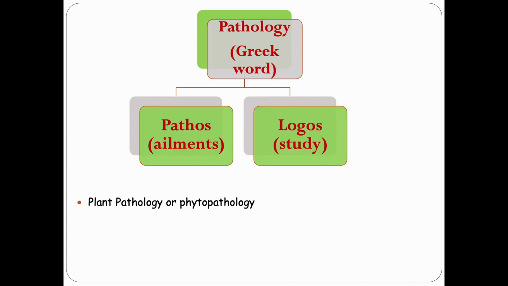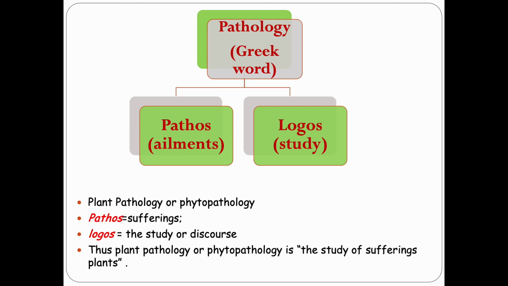The word pathology came from two Greek words. One is pathos, meaning ailments or sufferings, followed by logos, meaning study. The word phytopathology and plant pathology have similar meanings. Here, as already said, pathos means sufferings and logos means the study or discourse. Thus, plant pathology or phytopathology is the study of sufferings of the plant.